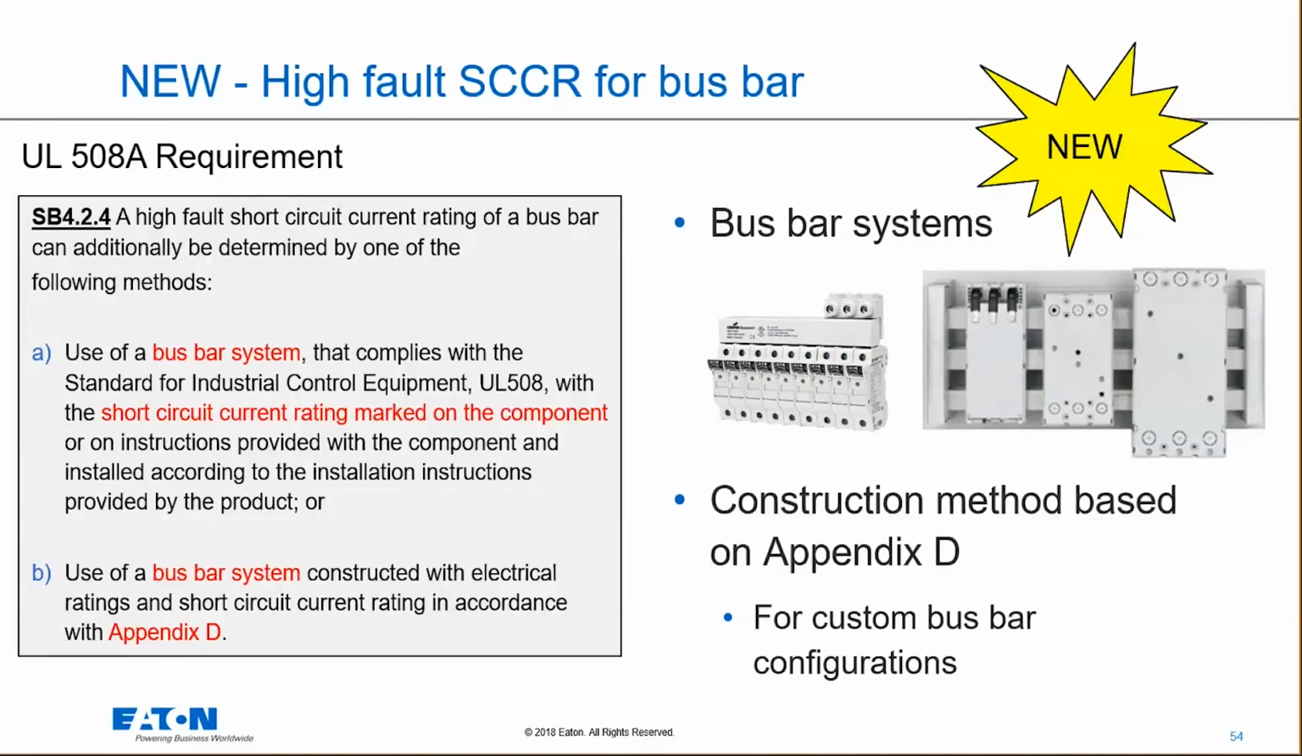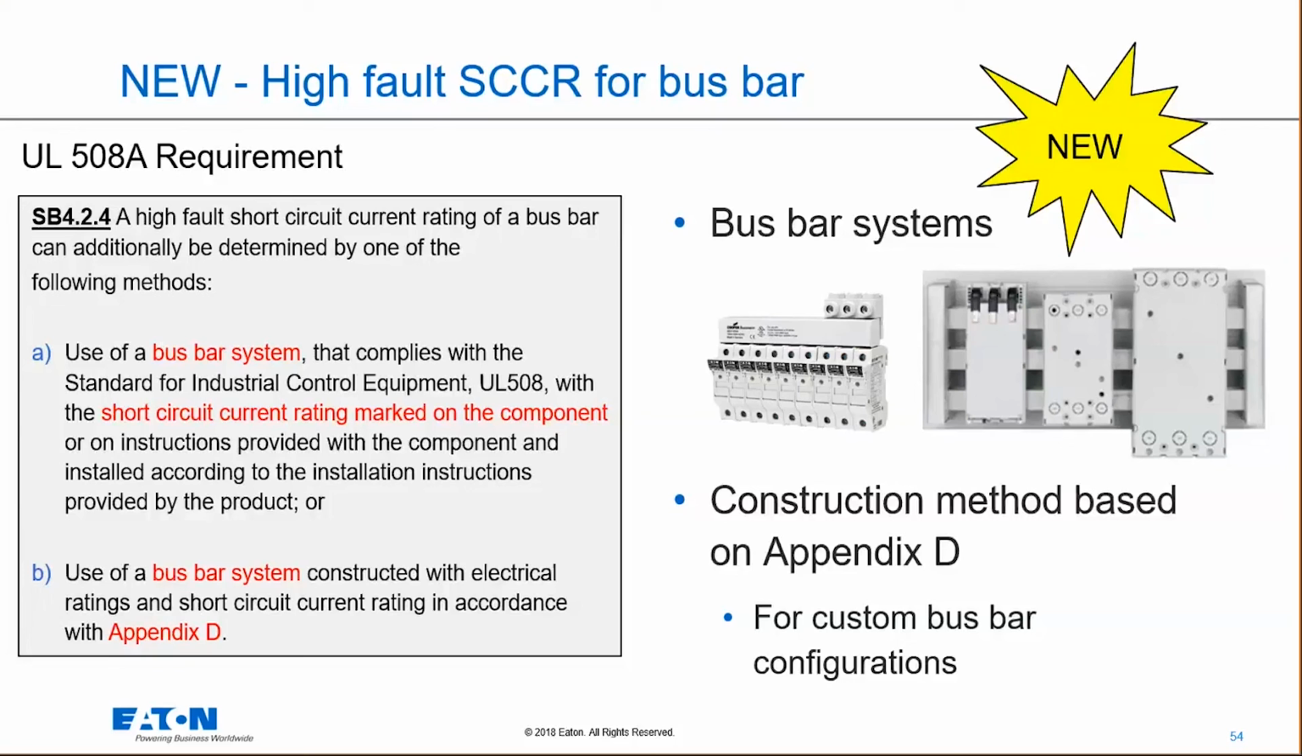So what that means is if I'm buying a bus bar system from somebody and they have a 65,000 amp rating on there and they tell you how to do it, you can use those ratings now. You can put a bus bar system in using what they tell you and what is acceptable and what is rated and marked on their component, on the installation instructions, etc.